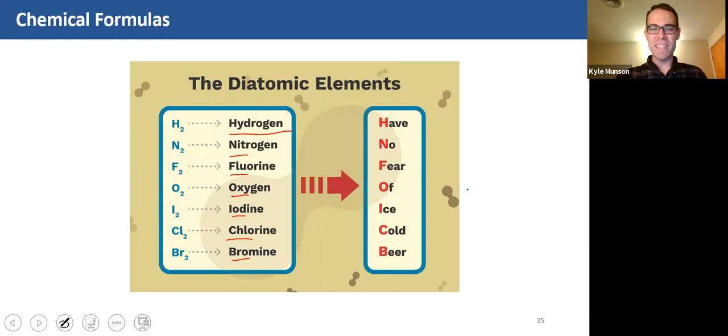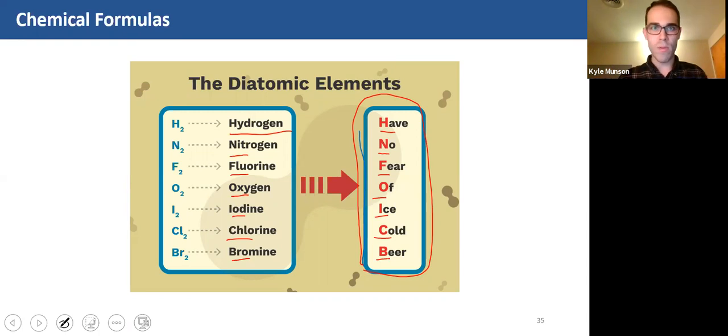And it's this kind of funny acronym over here on the right. Let me change my color here so you can see it, so you can remember it. Have no fear of ice cold beer. All right, so hydrogen, nitrogen, fluorine, oxygen, iodine, chlorine, bromine. So that's all the elements that exist as diatomic molecules.